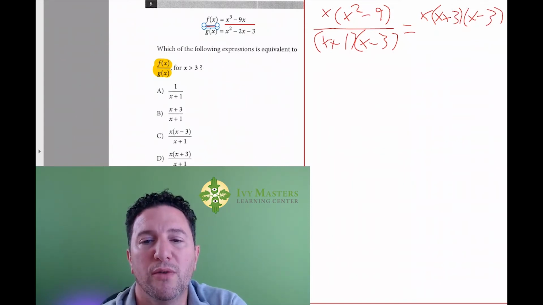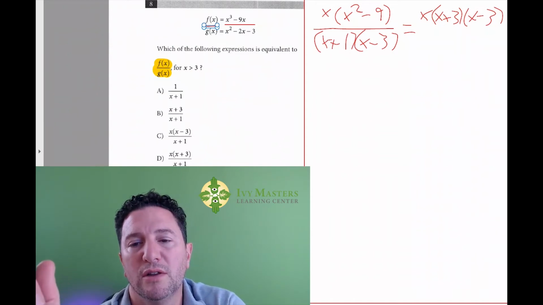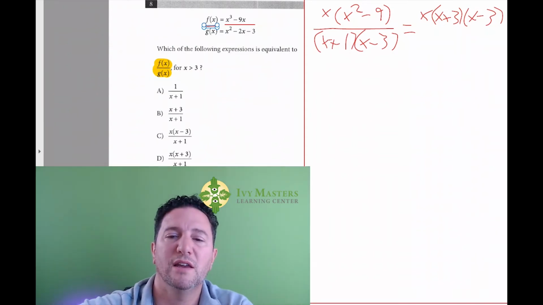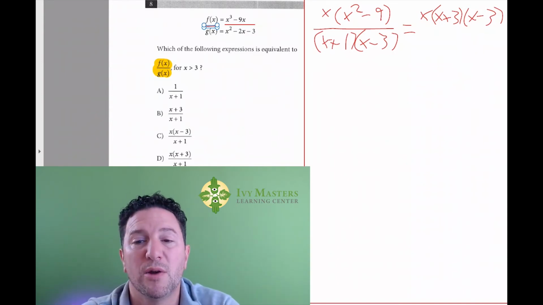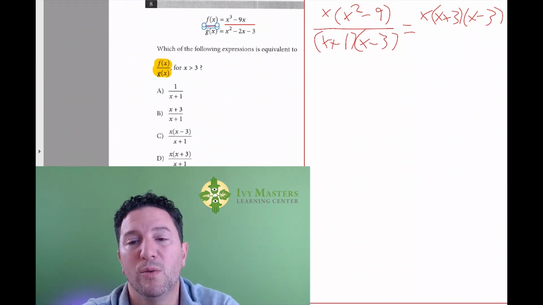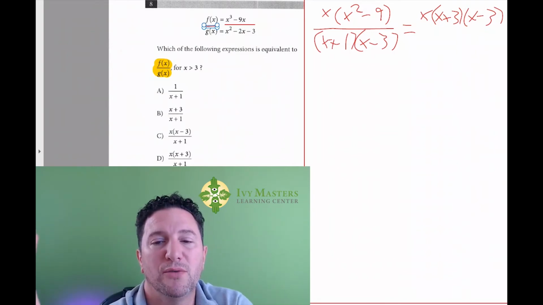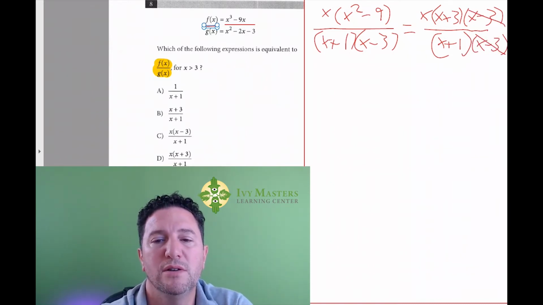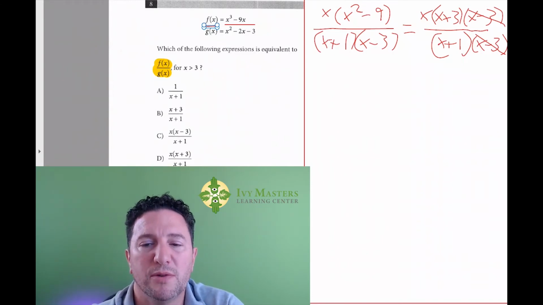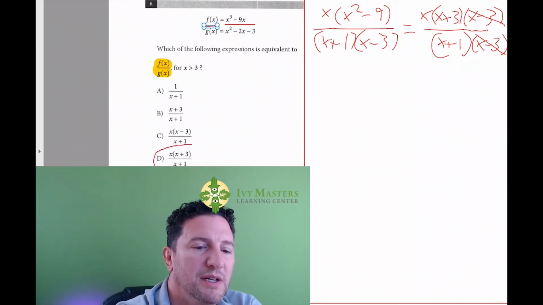So you take the square root of the first, it goes in the two first positions. Take the square root of the second, it goes into the two second positions in the parentheses, separated by one positive and one negative. And then you've got your difference of squares, and that's going to be over x plus 1 times x minus 3. And then those cancel, and you get x times the quantity x plus 3 up top, and it's x plus 1 down below. And so you can see your answer here is D.